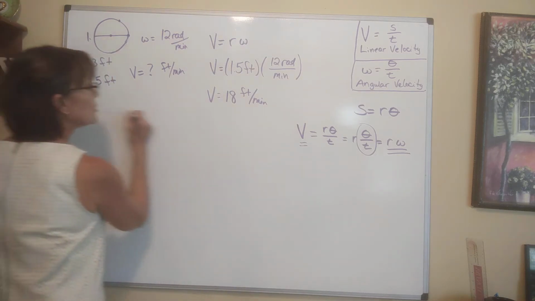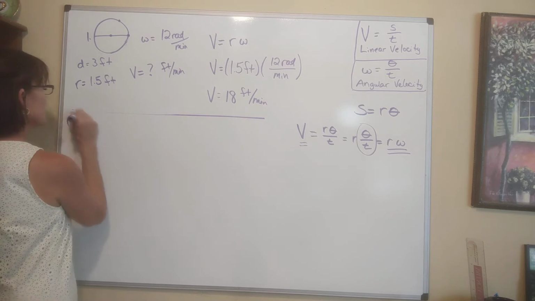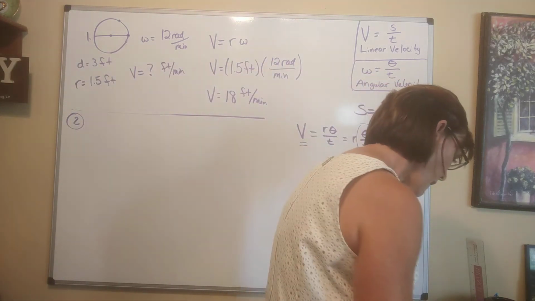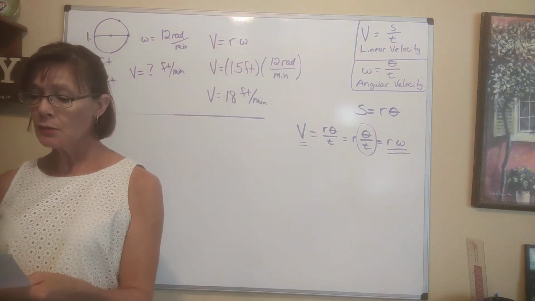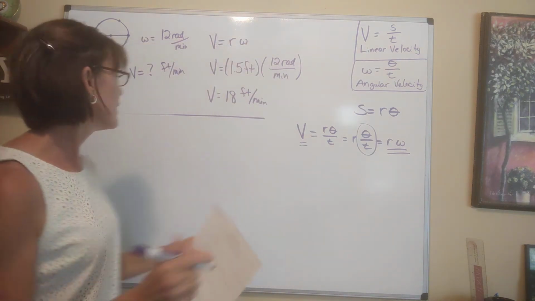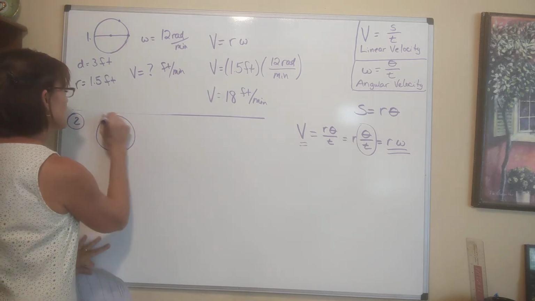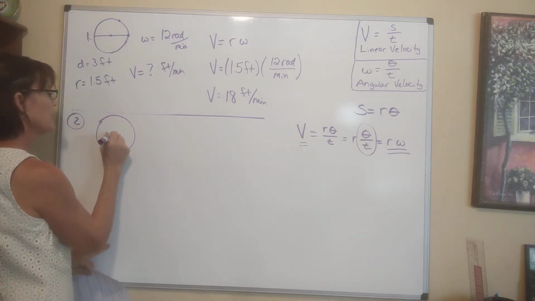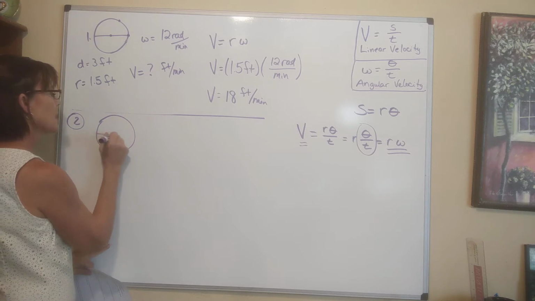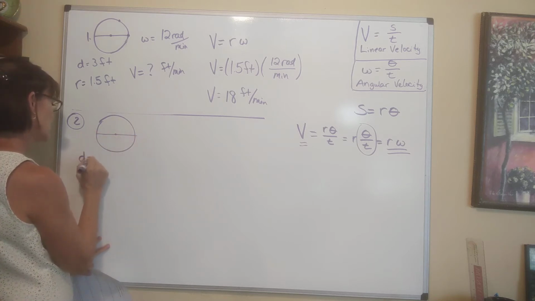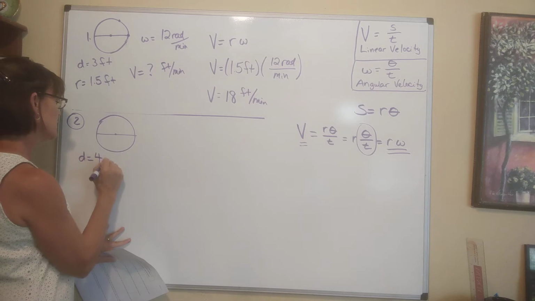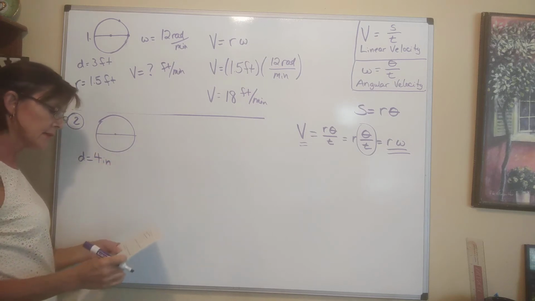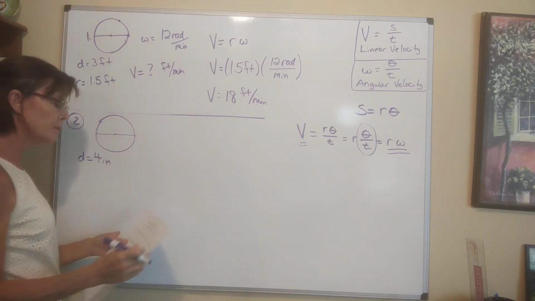Okay, number two goes like this. They say a point on the rim of a 4-inch diameter wheel is traveling at this rate. So what do they tell us? Here is a wheel, and they say it's got a diameter all the way across of 4 inches. And it says it's traveling at 88 feet per second.